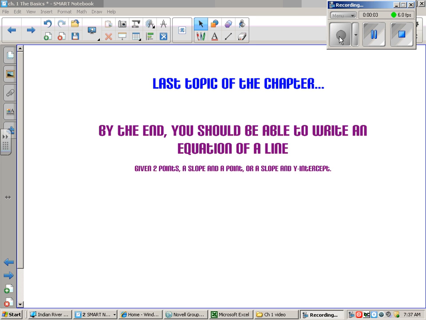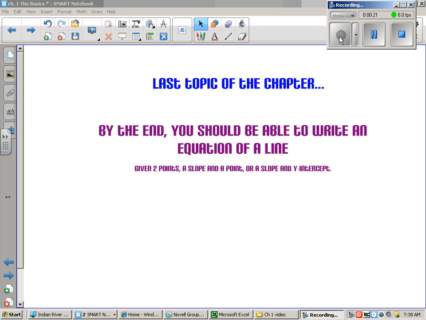Okay, so today's lesson is the last of the chapter. And by the end of this lesson, I would like you to be able to write an equation of a line. No matter what the circumstance, I want you to be able to write the equation of a line, whether it's given 2 points, a slope and a point, or the easiest setup, a slope and the y-intercept.